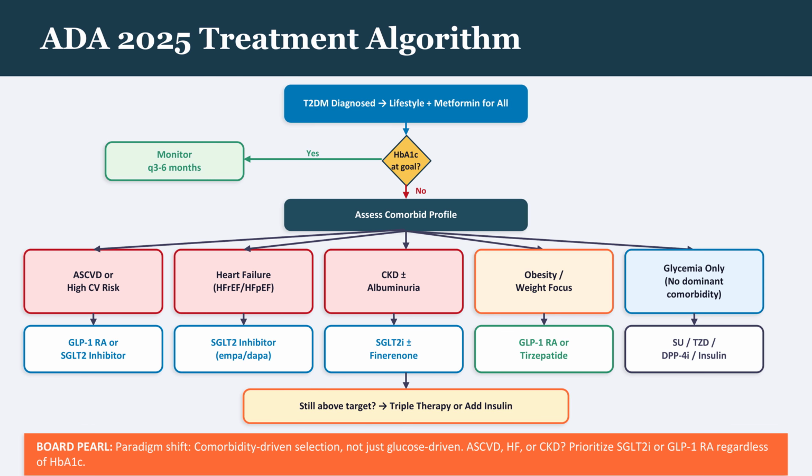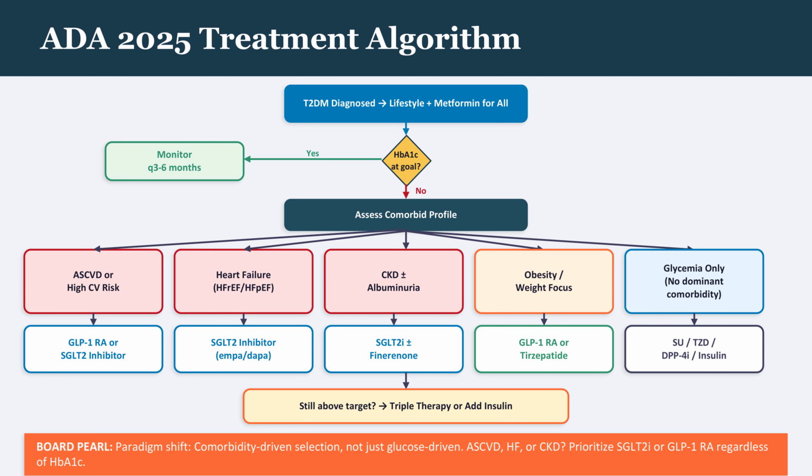Here's the framework that ties everything together. The 80-20-25 algorithm is built around a two-pronged approach, and this is the paradigm shift I mentioned at the start. We used to pick drugs based on how much they lowered glucose. Now we ask, what comorbidities does this patient have, and which drug addresses those comorbidities? After lifestyle and metformin are on board, if the HbA1c is still above target at 3 months, you add a second agent. And here's how you choose it.